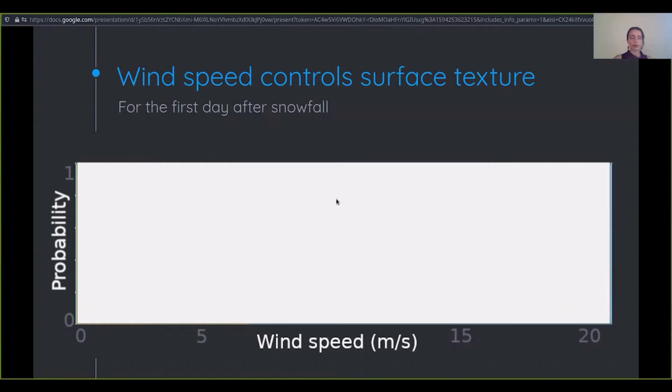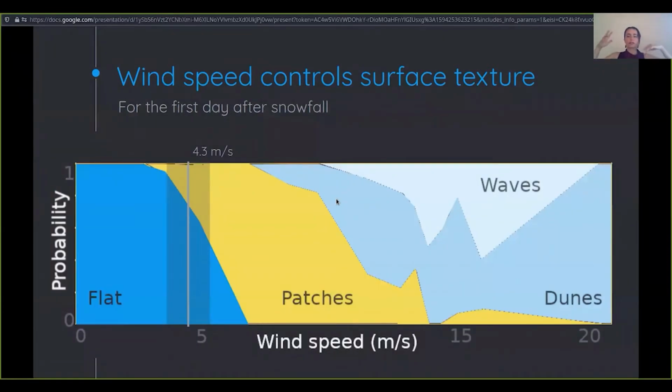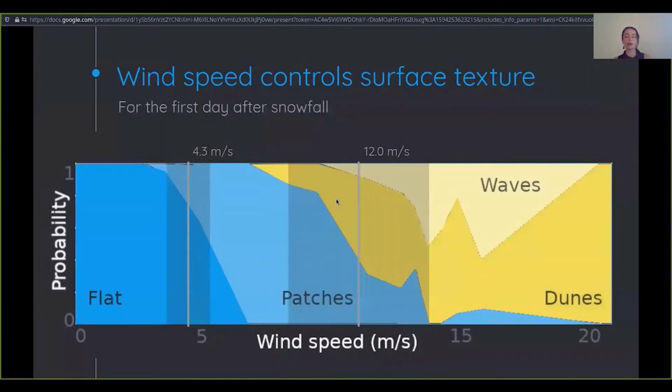And here, I'm going to show you the effect of wind speed, the major, though not the only, variable controlling snow texture. I want to show the probability that the surface will take different shapes as a function of that. So here, at the lowest wind speeds in yellow, snow, as you might expect, is flat. And this is what we see in sheltered areas in woods and houses. And it's flat up until the wind speed is about 9.6 miles an hour. After that, it forms these irregular, lumpy patches for a while, until the wind gets up to 27 miles an hour, after which we get well-formed waves and dunes.